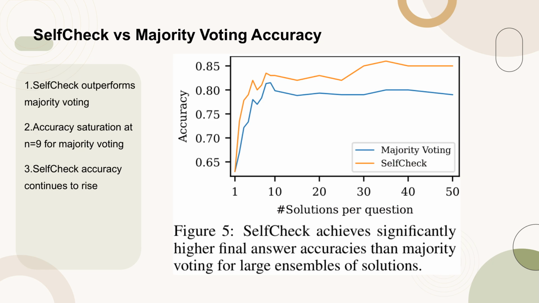Figure 5 illustrates the performance of SelfCheck compared to majority voting in large ensembles of solutions. It shows that SelfCheck significantly outperforms majority voting in terms of final answer accuracies. Notably, the accuracy of majority voting saturates at n equals 9, never surpassing the performance achieved by SelfCheck with smaller ensembles. Conversely, the performance of SelfCheck continues to improve as the ensemble size increases. This is attributed to SelfCheck's ability to lower the weights of incorrect solutions, thereby increasing the likelihood of selecting correct answers, even when their generation probabilities in the generator LLM are low. This capability allows LLMs to effectively correct their own biased beliefs.